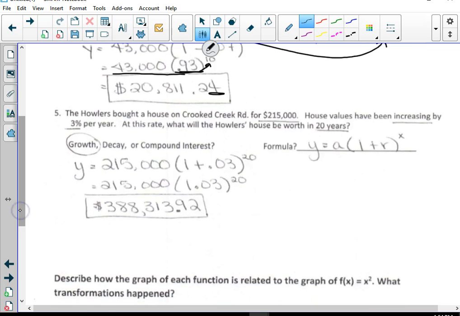Number 5. Okay? $215,000. That's my starting amount. A. The home values have been increasing. That tells me I'm going to use my plus formula. 3% a year, that's 0.03. How much will it be worth in 20 years? That's my X. Plug the numbers in, crunch it. It's going to go up to be about $388,313.92.